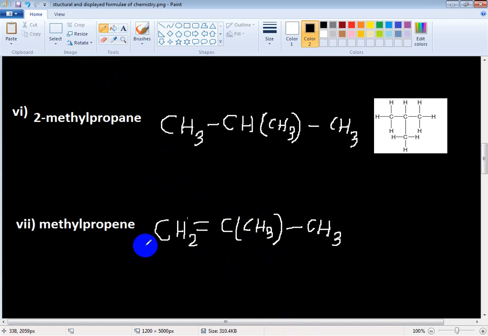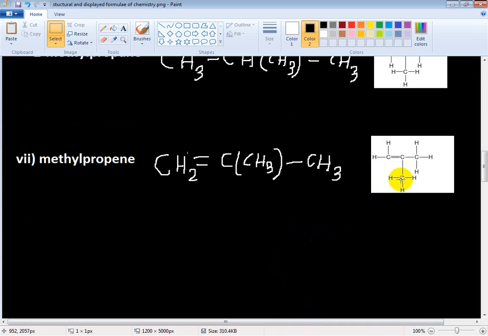This is the structural formula of 2-methyl propene. So methyl, double bond, prop: 1, 2, 3 carbons in a chain, and a methyl group. This is the methyl group, and this carbon has a double bond, so 2 more bonds will form with hydrogen. This carbon has 2 bonds here, 2 bonds, and 1 bond here, so 1 bond will form with this methyl group. This carbon has 3 hydrogen, and 1 bond with carbon. So we know carbon can form 4 bonds.